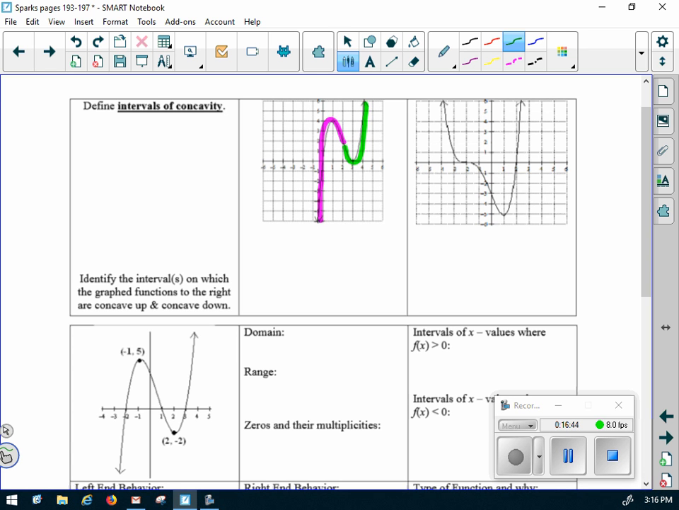How many times does that graph change concavity? No. How many times does it change? It goes from concave down to concave up. So there's only one point of inflection. How are we going to find that point of inflection?